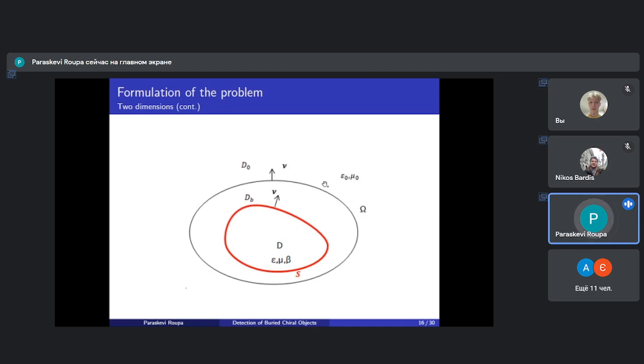In this figure, we can see the two-dimensional scatterer. As we can see, we have here the scatterer D with constants epsilon, mu, and chirality beta. The boundary of the scatterer is denoted by S, and here D_B denotes the corresponding background. In our case, maybe it is the ground, the earth in which the scatterer is embedded. And D_0 is the outside of the ground and the scatterer.